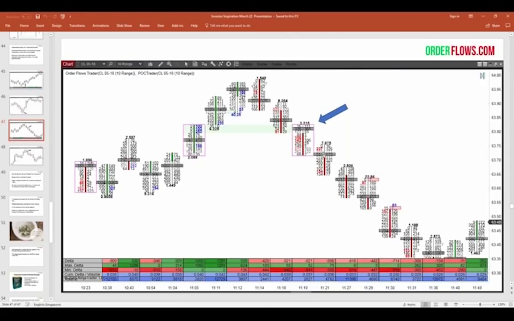And what happens? We sell off from 63.75 down to 63.30 basically over the next 15 minutes. The signs were there. The signals were there to get short.